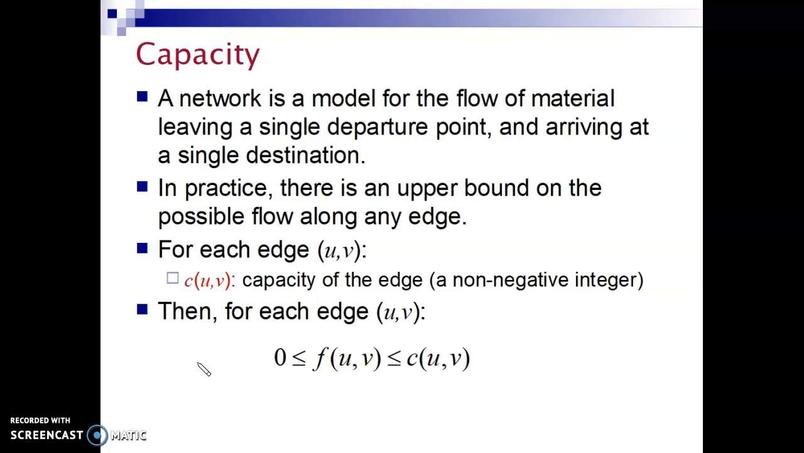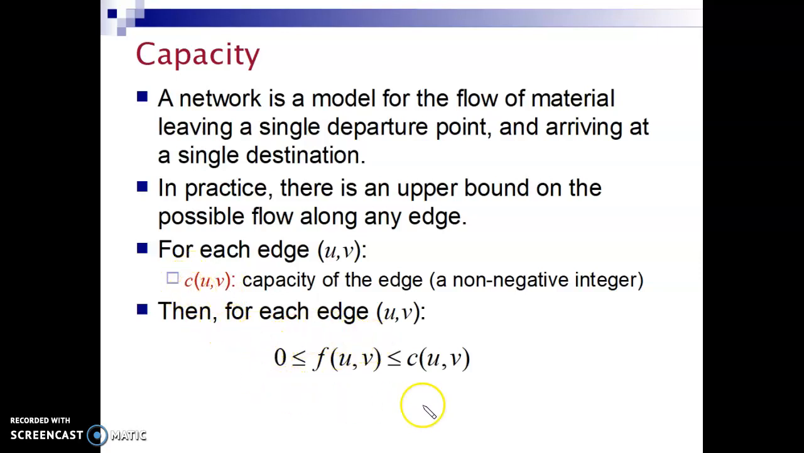Say, for example, if it's a water pipe, the amount of water you can push through that pipe is bounded by a value. And that capacity represents that value. In practice, in all applications, there's such a limit. So the capacity on the edges makes sense. So we will represent this with CUV. The edge starting at U and ending at V will have a capacity C.